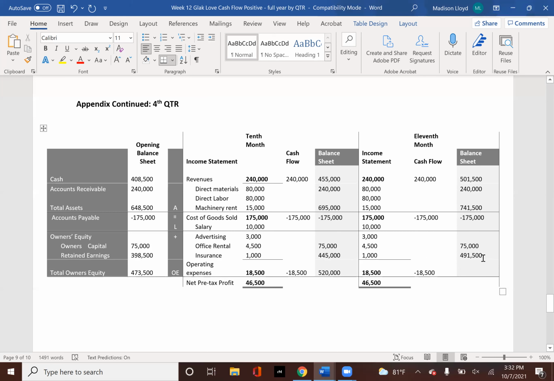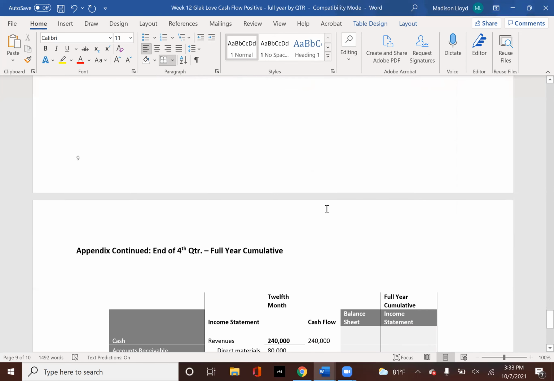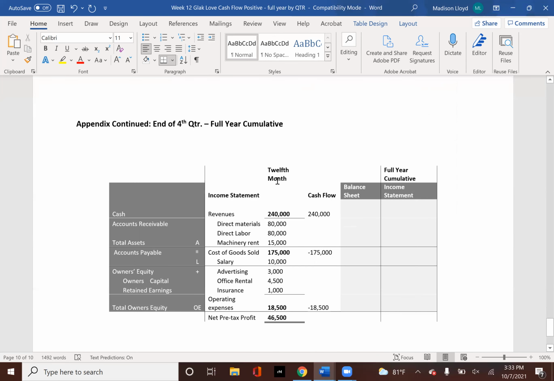491,500 plus $75,000 capital gives you total equity of 566,500. Okay. Ooh, that's a mouthful. Okay. We're gonna scroll down to our 12th month. All of the values are the same.